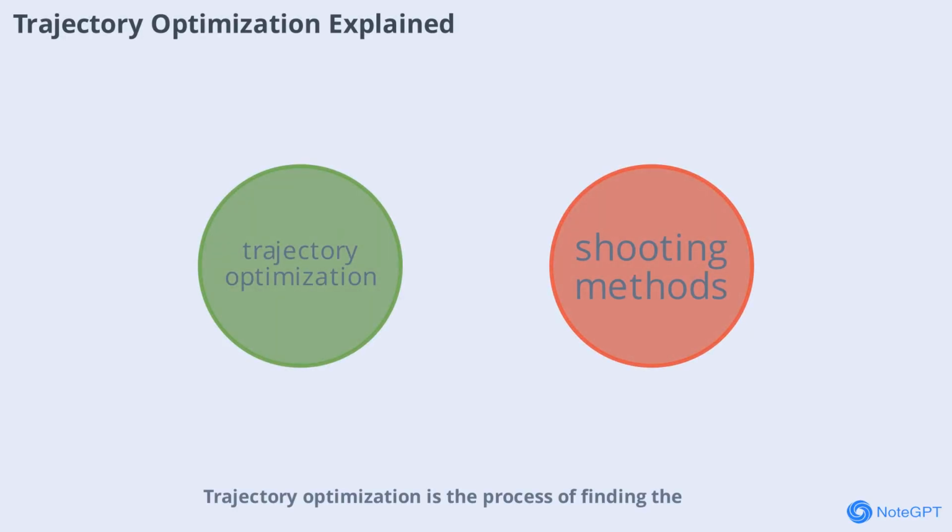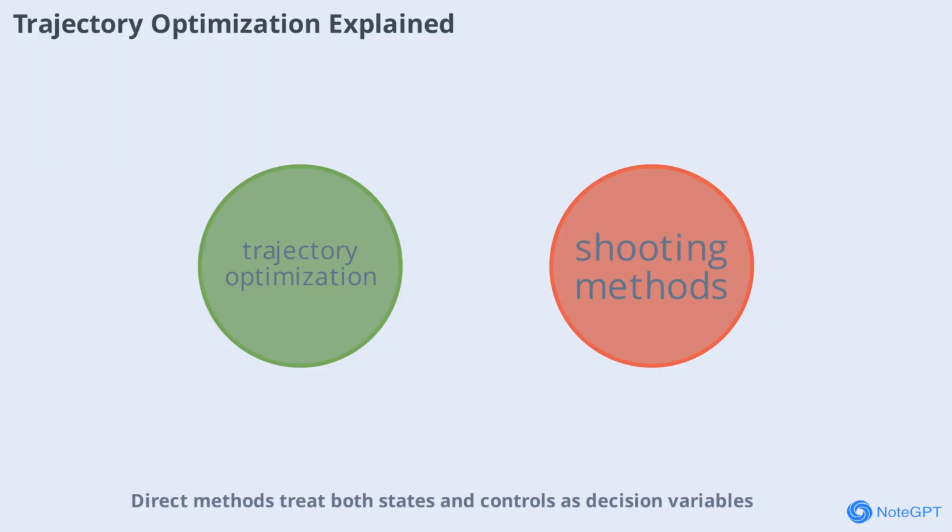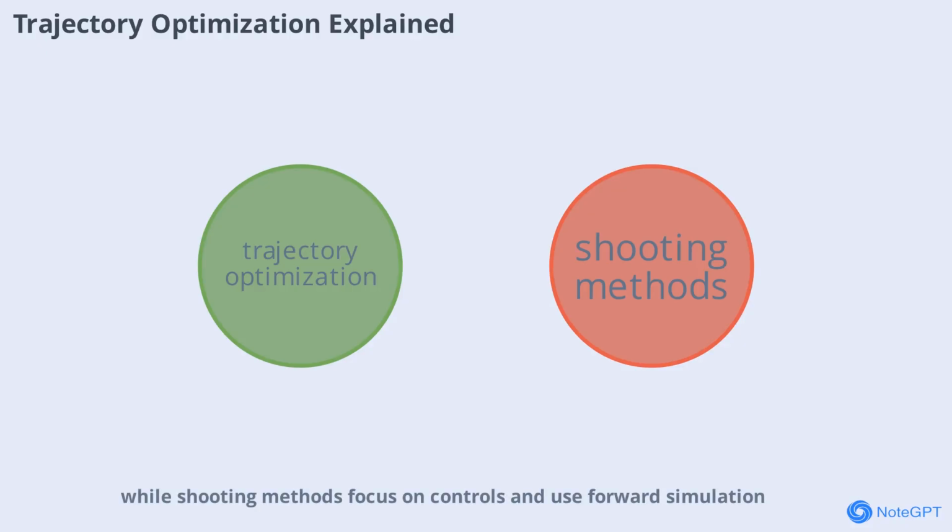Trajectory optimization is the process of finding the best sequence of actions over a fixed time horizon. In MJPC, this is handled through planning algorithms that can work with both direct and shooting methods. Direct methods treat both states and controls as decision variables, while shooting methods focus on controls and use forward simulation. Each approach has its strengths, and MJPC supports both, giving users flexibility in how they tackle their tasks.